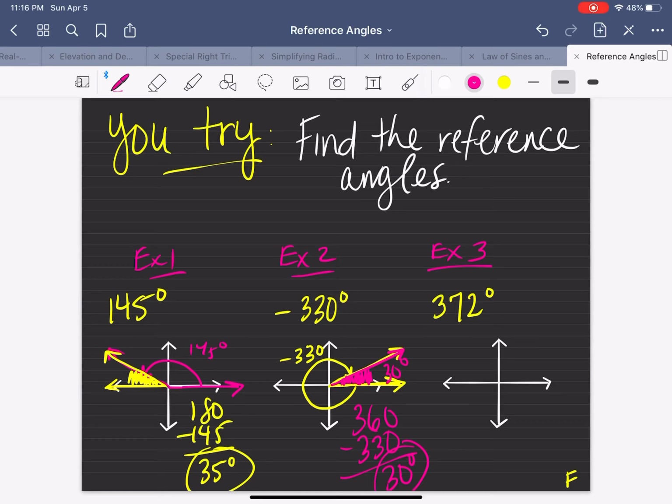Now for example 3, let's graph 372. Start with the initial side. It's positive, so counterclockwise. 90, 180, 270, 360. So I need 12 more degrees. Now the reference angle, let's draw it. Our angle terminated here. The closest x-axis is this one here. So this is the angle we're trying to find. We're going to do 372 minus the full revolution, and you get 12 degrees. So our reference angle is 12 degrees there.